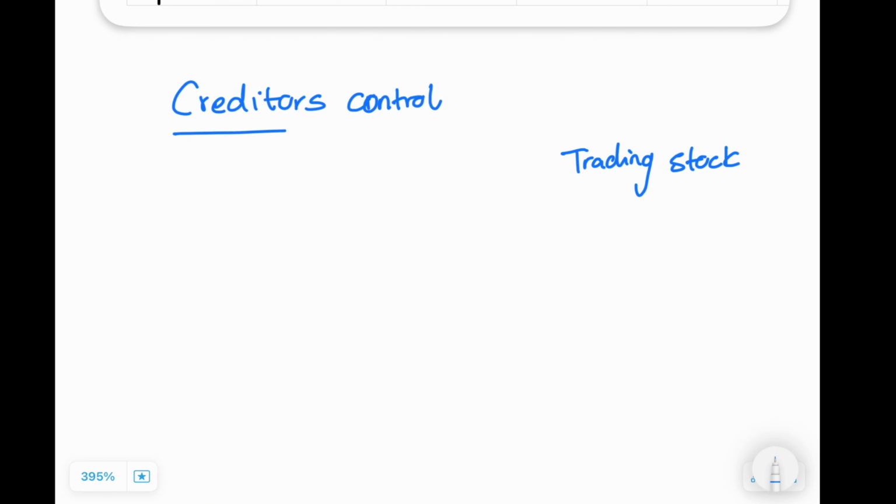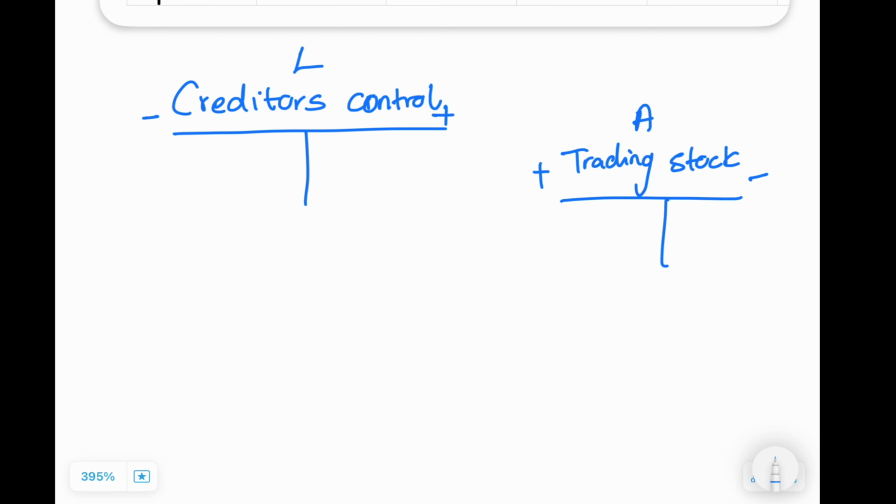Okay, so with the T account, this is how it's going to look. Trading stock, we know that it is an asset, and assets increase on the debit side while decreasing on the credit side. Creditors control is a liability account which increases on the credit side and decreases on the debit side. So now, to know which account we have to debit or credit, we need to ask ourselves, is our creditors control account increasing or decreasing?